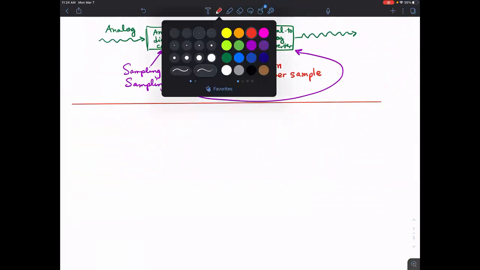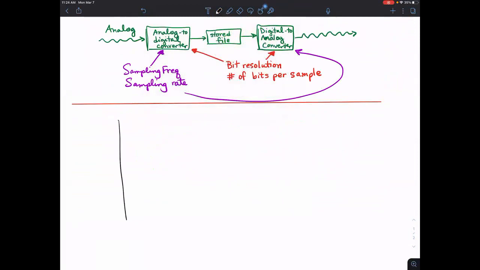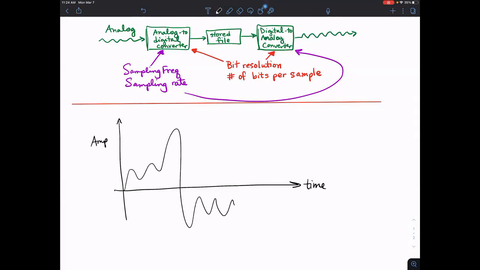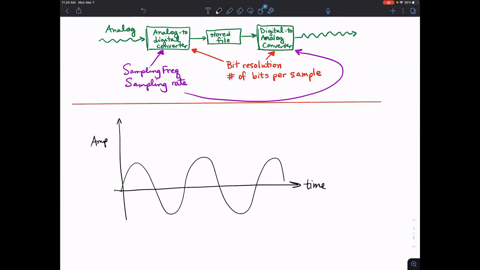So here's an example of what that looks like. This is the time axis. This is the amplitude axis. And we have some wave. Actually, that one will be too complicated to do. We'll just do a sine wave.